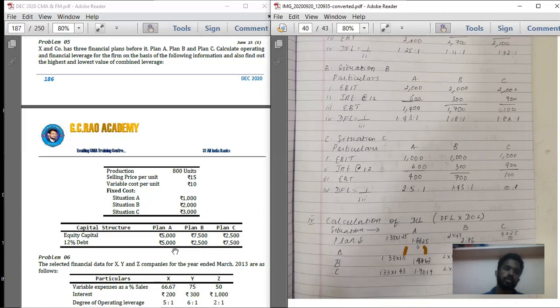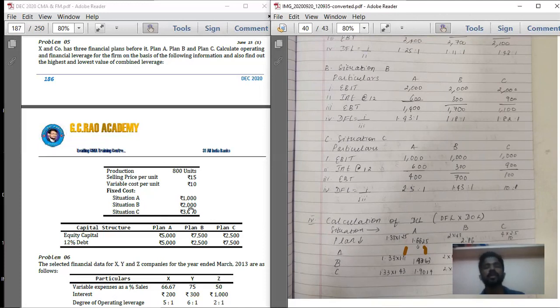So don't think that situation A and plan A are the same, or situation B and plan B are the same. It is not the case. Situation A, B, C and plan A, B, C: there are three situations, and for each situation there are three plans. So totally 9 combinations are there. So this is point number 1.